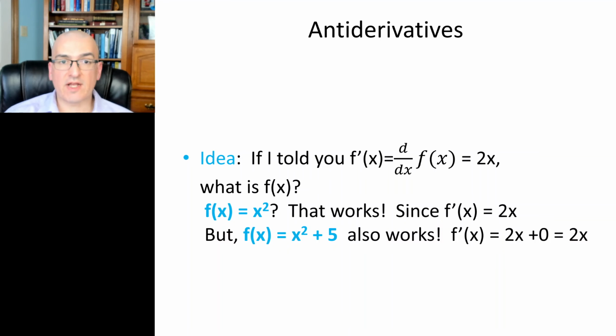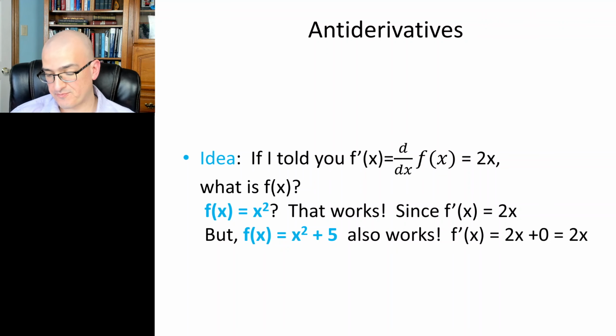But we also know that x squared plus 7, or x squared plus 5, or x squared minus 3 will also work, because when we tack on that constant and take its derivative, that constant doesn't give any contribution to the derivative. Its derivative of that part is 0.